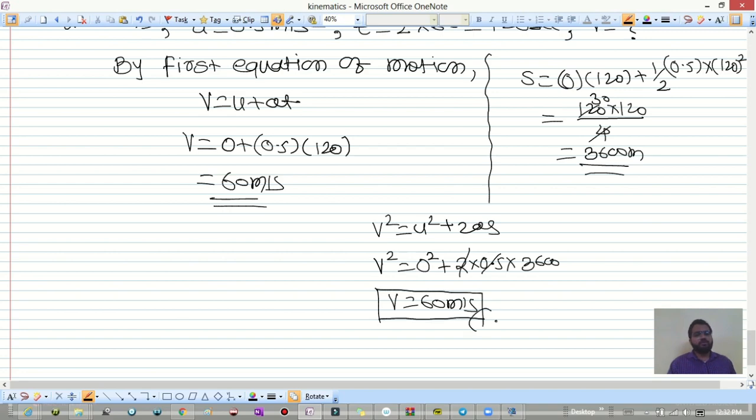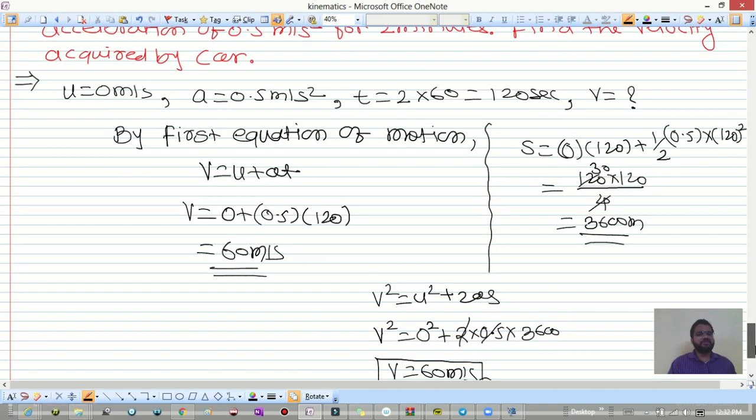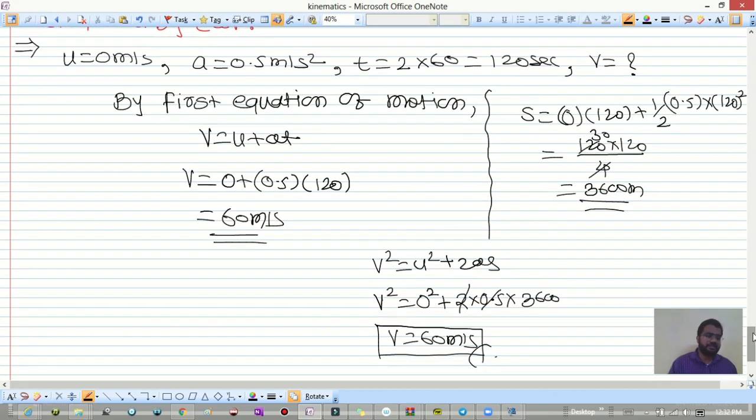So no problem if you use the second equation or the third equation first and then calculate the answer, nothing will happen. Initially what you have to do is apply each and every equation. As time passes and you solve more problems in kinematics, you will automatically get it: for this problem we have to use this equation, for that problem we have to use that equation. So I hope this is clear.